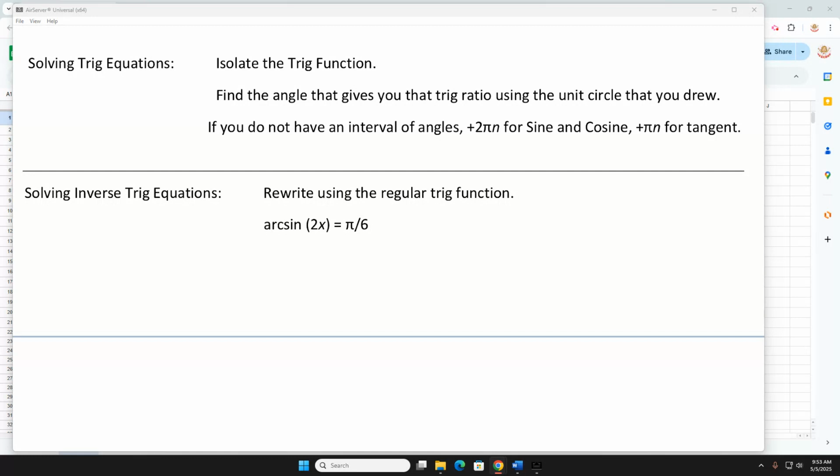Anyway, so find that angle that gives you that trig ratio. And then if you're not given an interval of angles, so the interval of angles would be something like between 0 and 2 pi, or between 0 and pi.